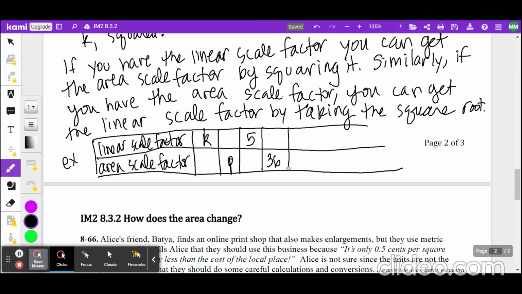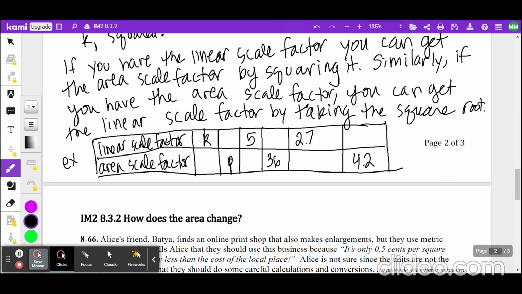If the linear scale factor is 2.7, what is the area scale factor? And if the area scale factor is, I don't know, I'm just making up numbers, 4.2, what is the linear scale factor? Notice I don't have any negative numbers because we are not discussing negative area.